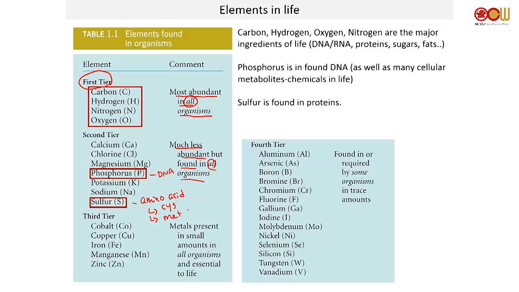Third tier definition is they are metals present in small amounts in all organisms and essential to life. Okay, so these are also found in pretty much all organisms, okay?